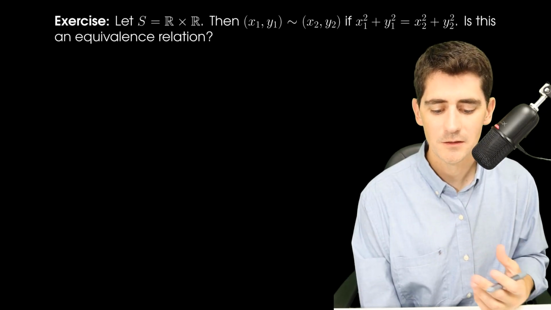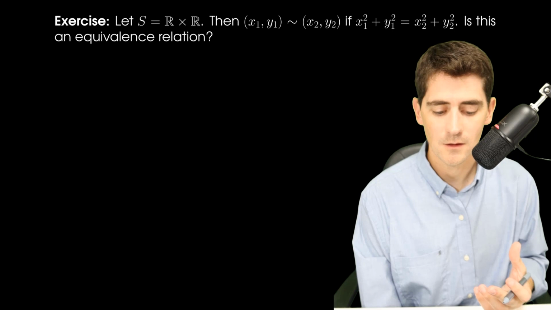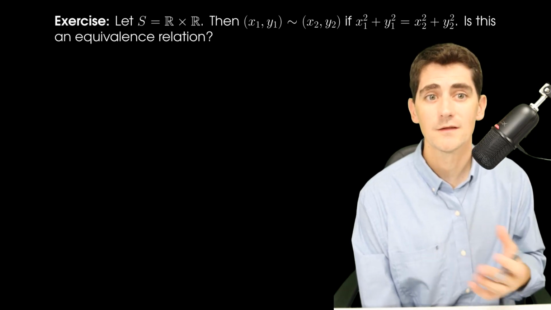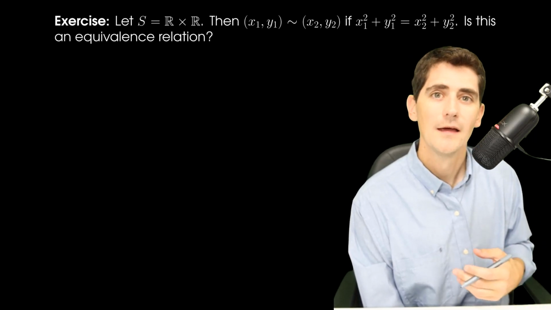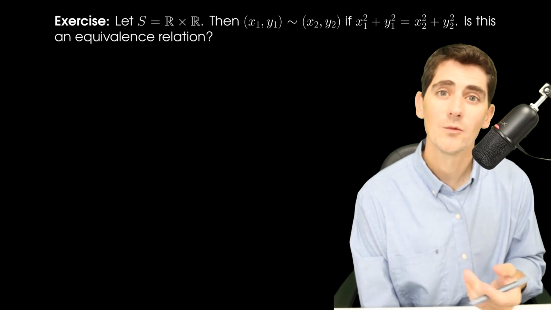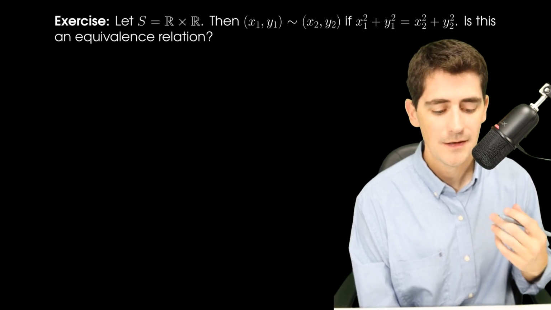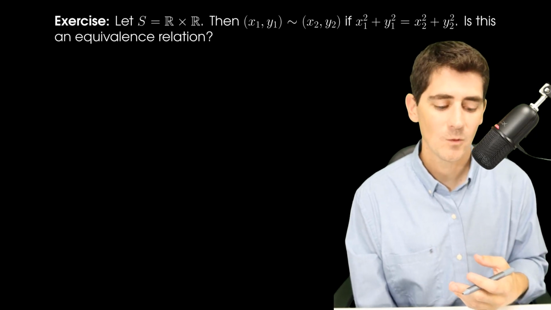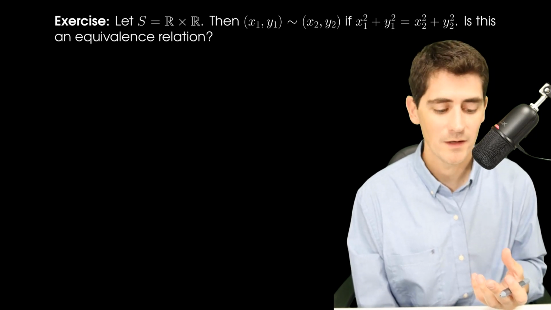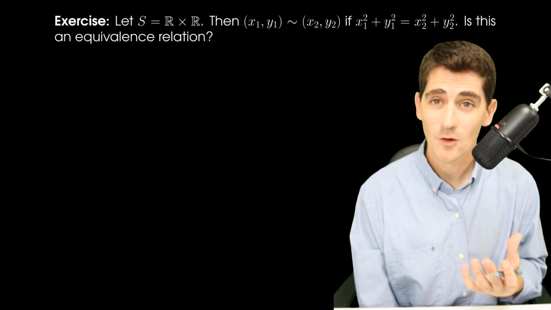This time we're going to let S be R cross R. That means ordered pairs with x and y coordinates both coming from R. We'll say that the ordered pair (x1, y1) squiggles the ordered pair (x2, y2) if x1 squared plus y1 squared equals x2 squared plus y2 squared. Is this an equivalence relation?